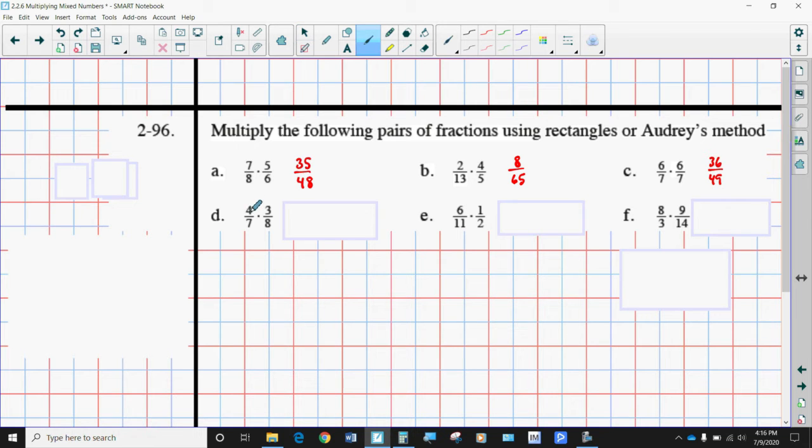This is the first situation here where we could simplify the fraction beforehand. For instance, I know that 4 and 8 have a 4 in common. So if I divide this by 4 and call it a 1, and divide that by 4 and call it a 2, then I'm going to get my simplified version of this fraction.